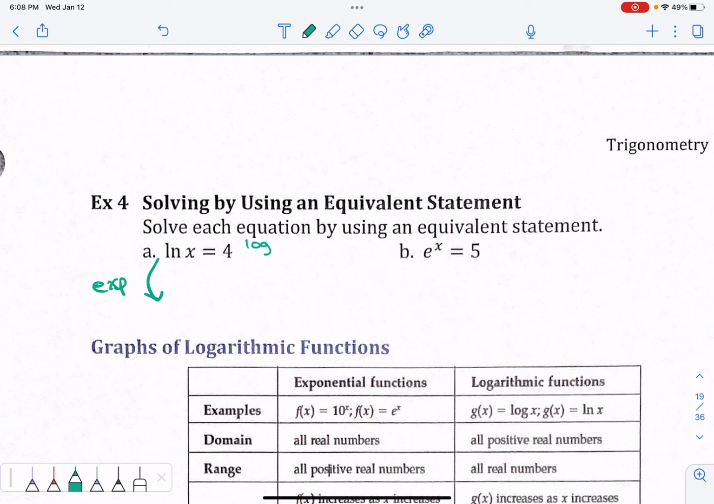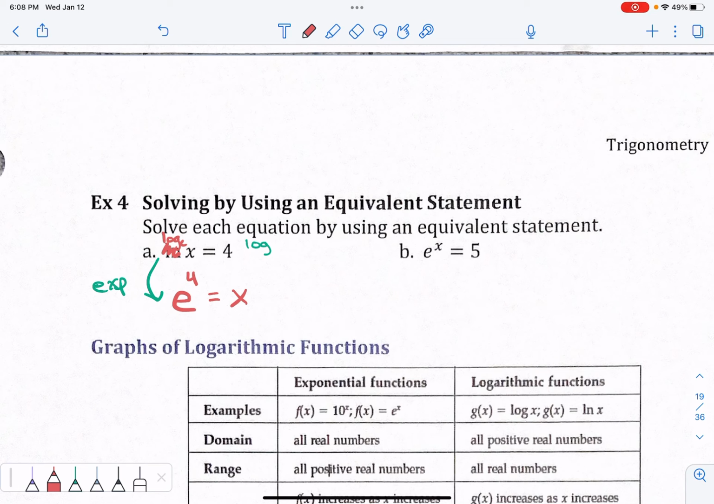So before I switch it to an exponential function, I'm going to rewrite this ln as log base e. Before I even switch it, I'm just going to rename it, okay? And then I switch it so the base stays the same. This would be e to the 4th power equals x. And then all you're going to do is just type that into your calculator, okay? So I'm going to go e to the 4th power.